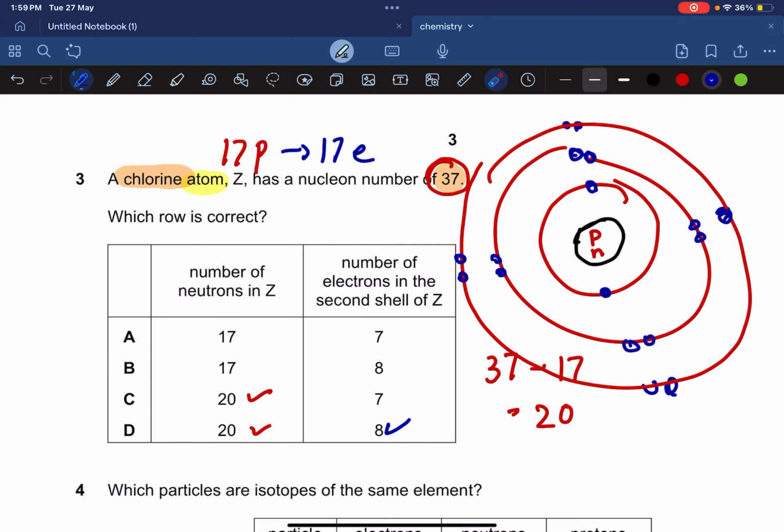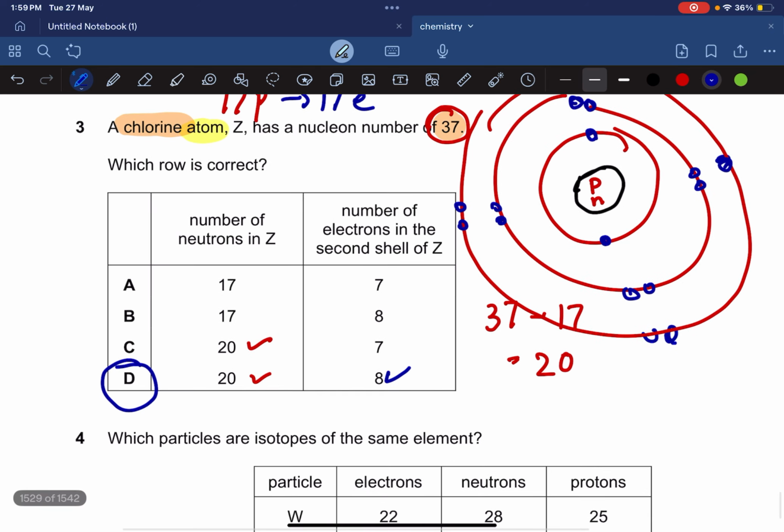Now, how many electrons do we have in the second shell? This is the first shell, and this one's the second. In the second shell, we have 1, 2, 3, 4, 5, 6, 7, 8. So 8 is going to be the correct answer. That makes it option D. This was easy, I guess.